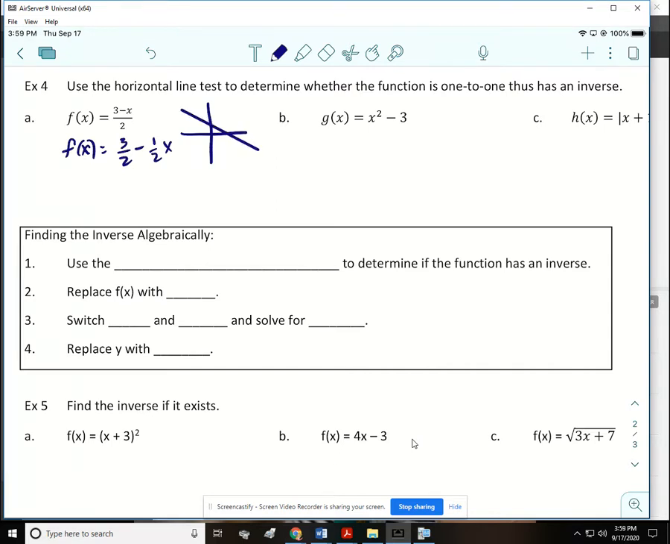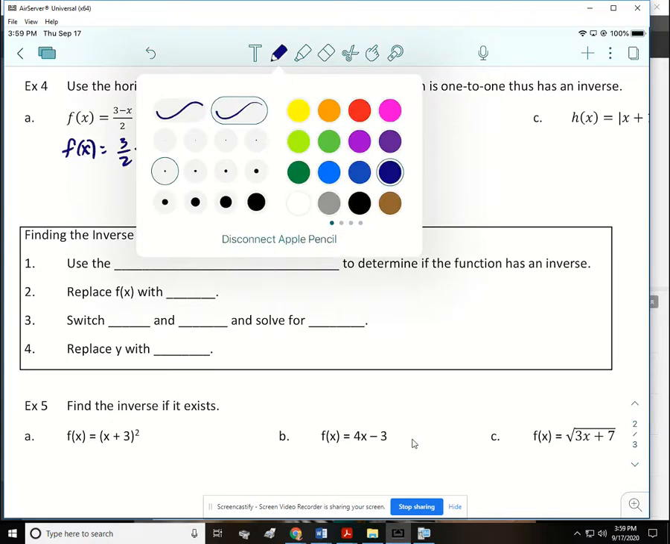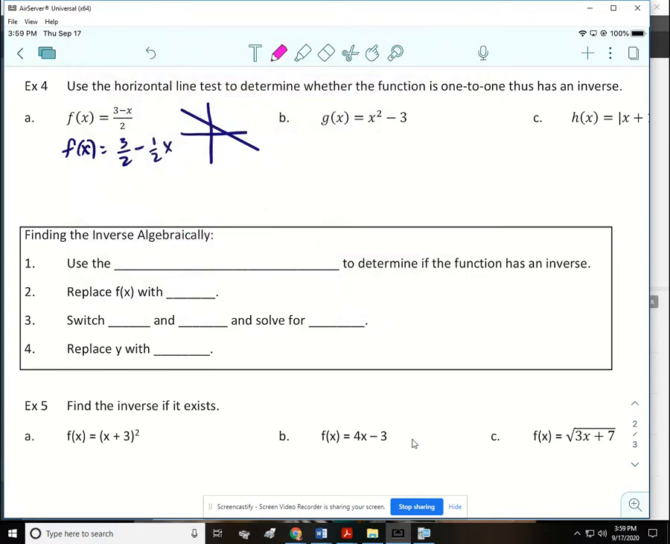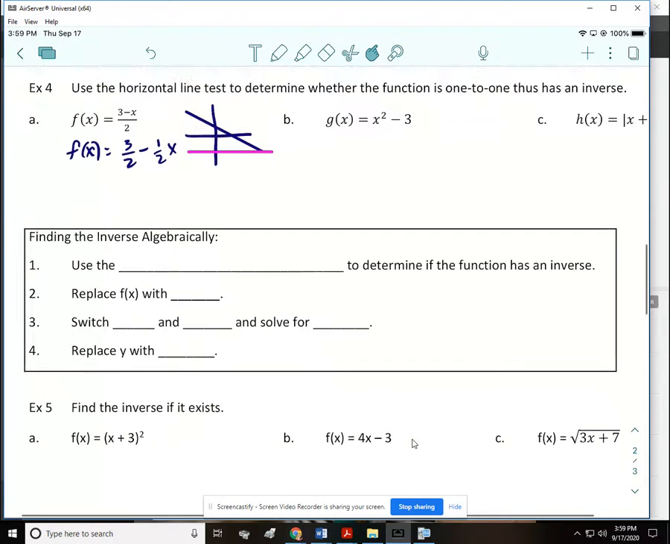All right, so we try to see if there is a horizontal line that would ever cross this graph at more than one place. And there isn't. I don't think I can grab this and move it. I can't. I wish I could. But there isn't a horizontal line that would ever cross at more than one place. So this would be yes. So any linear function, except for one that is a horizontal line, should be 1 to 1.